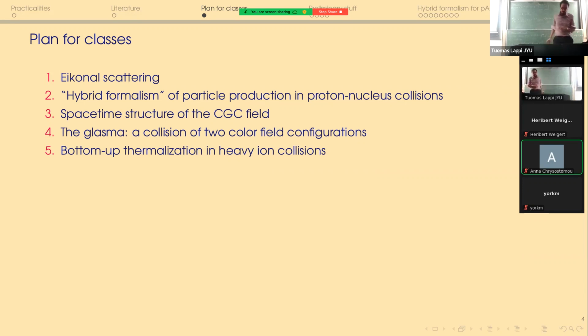Good. So that was a lot of things in this eikonal scattering form. Just at this point.